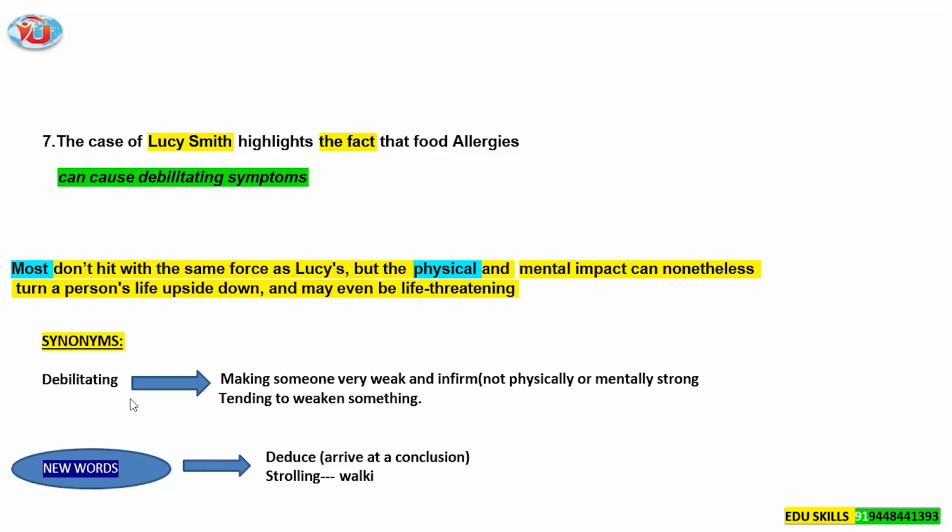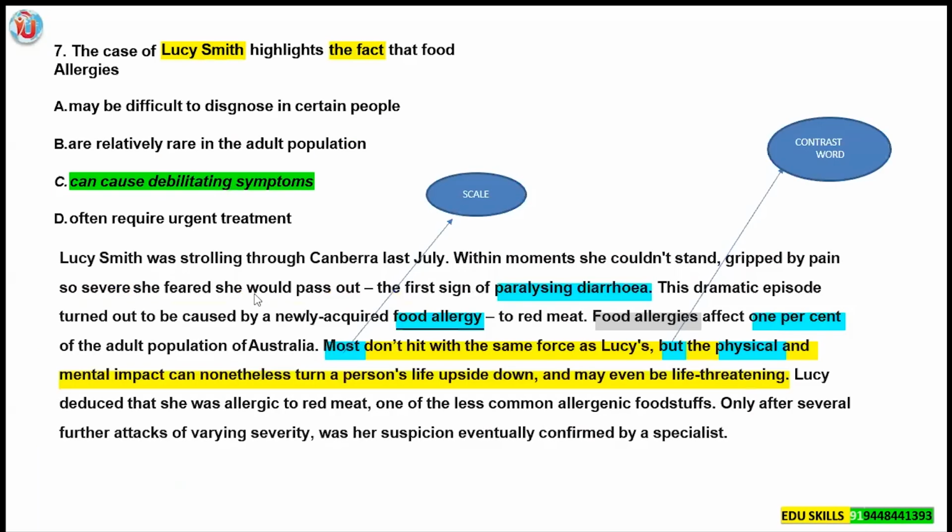Okay. Debilitating, the meaning is making someone very weak and infirm. That is mainly, it will affect the mental and physical well-being. Next, another meaning is tending to weaken something. Okay. And ഈ ഒരു paragraph വായിക്കുമ്പോൾ we would have come across കുറച്ച് new words. Okay. Strolling through. Lucy Smith was strolling through. Strolling എന്ന് പറഞ്ഞാൽ meaning ആണ് walking.